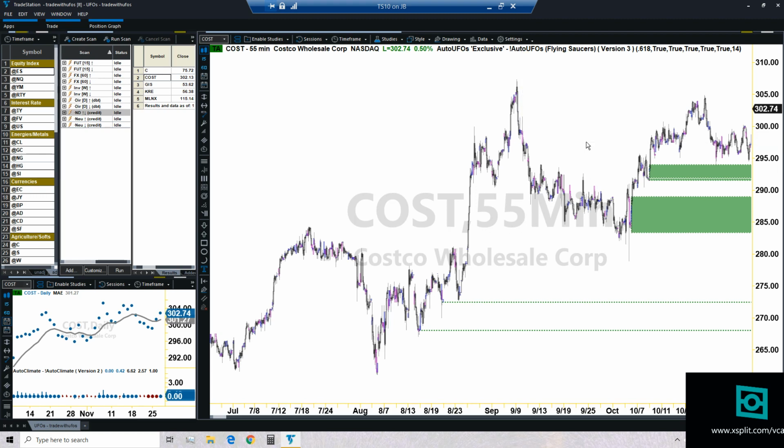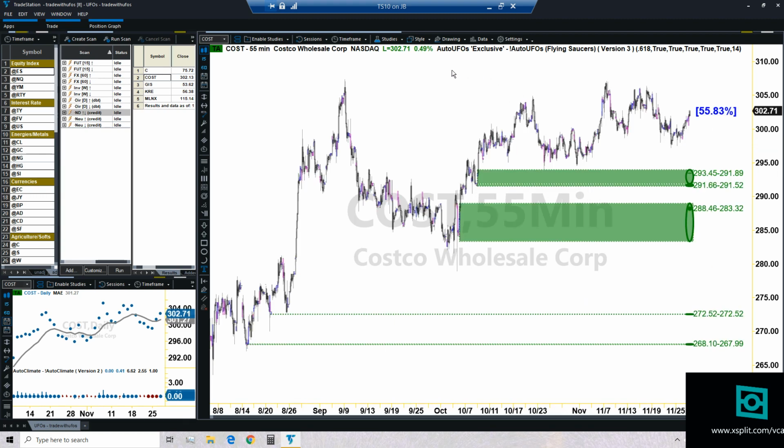And that's actually bad news because there is no red UFO above price. That's the peak we were talking about, around 305. I have no red UFO above current price, and therefore, having only green UFOs below, I cannot plan on a non-directional trade on Costco.